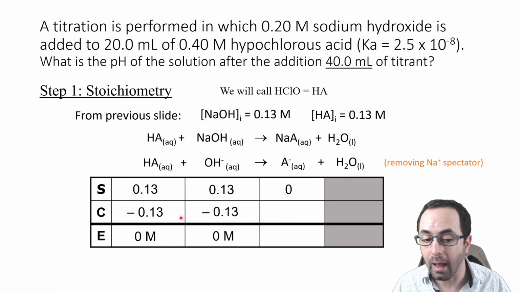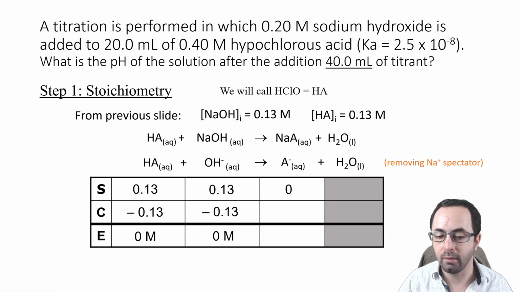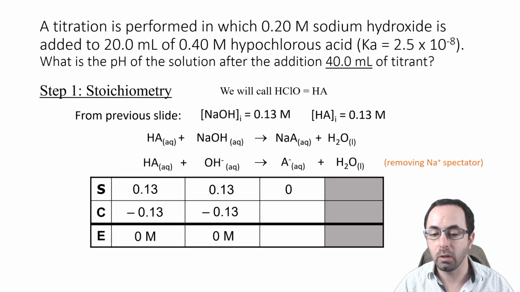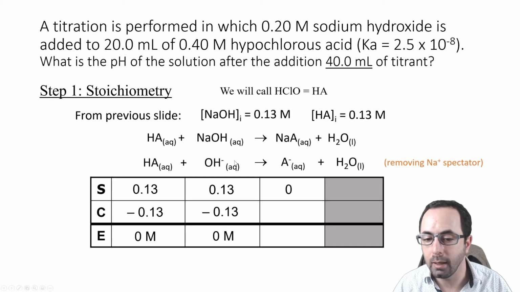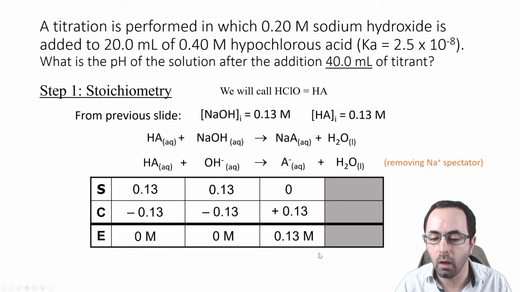This means we are at the equivalence point. We have added exactly 1 mole of base for every 1 mole of acid. So the weak acid has been completely neutralized. All that is remaining is its conjugate base. So over here on the product side, we'll put plus 0.13. So our concentration is 0.13 molar of the conjugate base.